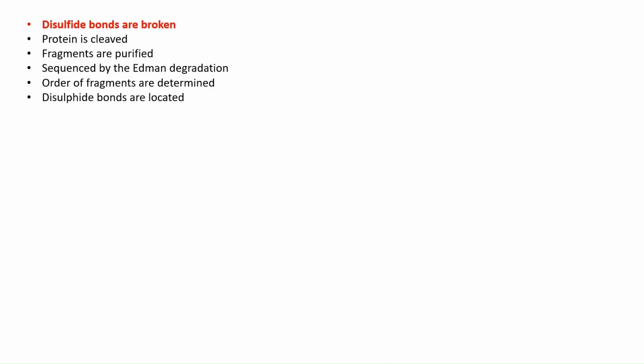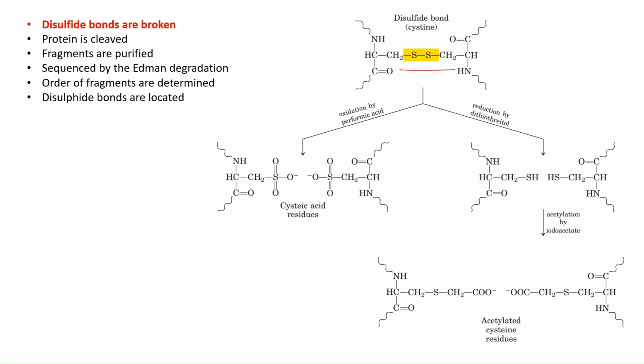So the first step is to break the disulfide bond. Now how can we break the disulfide bond? This is a disulfide bond between two cysteine residues. This is one cysteine and this is the second cysteine. We can dissolve this bond either by oxidation or by reduction. For oxidation, we use performic acid.